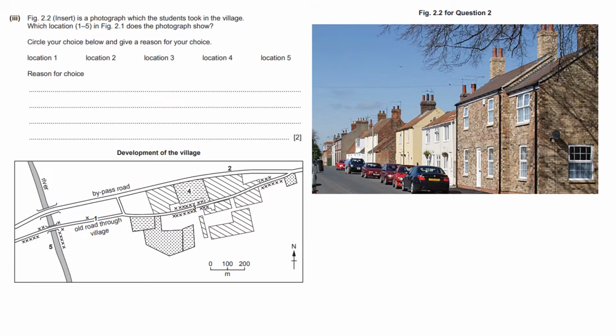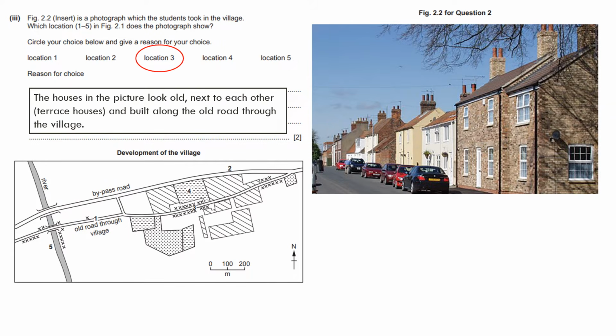Another nice common question that's also been pushed on from this: look at a different type of land use. I need to try and work out where it's been found. These buildings look old, so I'm going to assume, but also they're very close together, built along quite a small road. So that's why I think it's location 3.